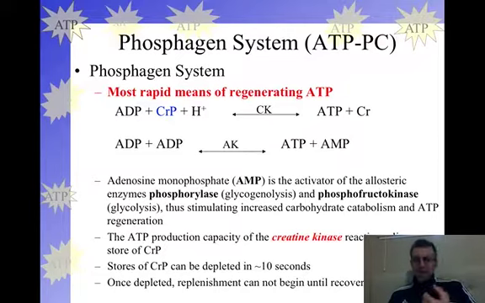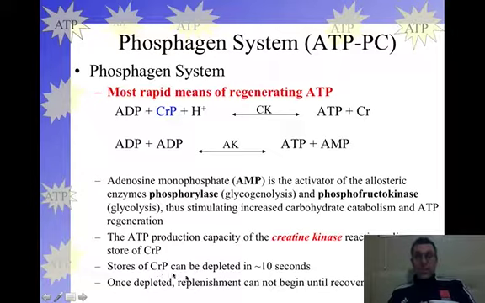Adenosine monophosphate, like we just talked about, is the activator of the allosteric enzyme phosphorylase. So it turns on phosphorylase, which turns on glycogenolysis, breakdown of glycogen as a fuel source, and phosphofructokinase, PFK, which we already mentioned. AMP turns both of those on. So AMP is a stimulator of the next phase of metabolism that we'll talk about, which is glycolysis. The ATP production capacity of the creatine kinase reaction, this first one up here, relies on a store of creatine phosphate. Yep, we mentioned that.